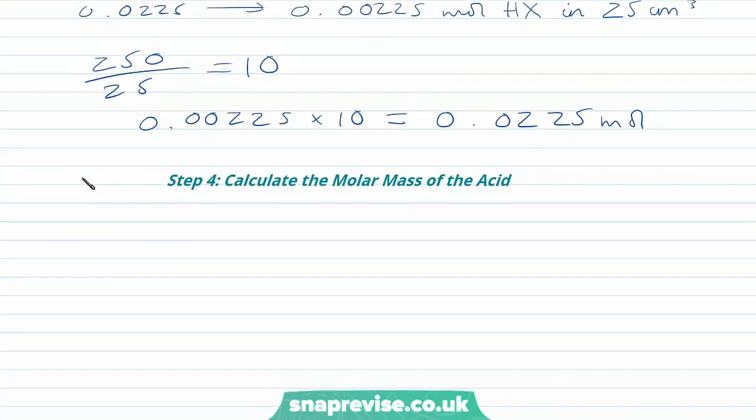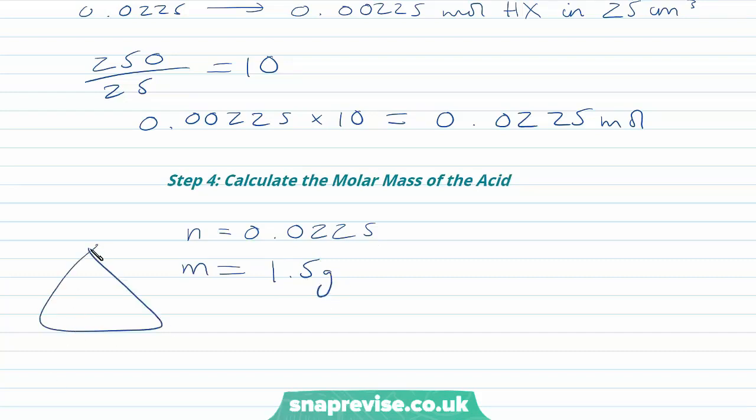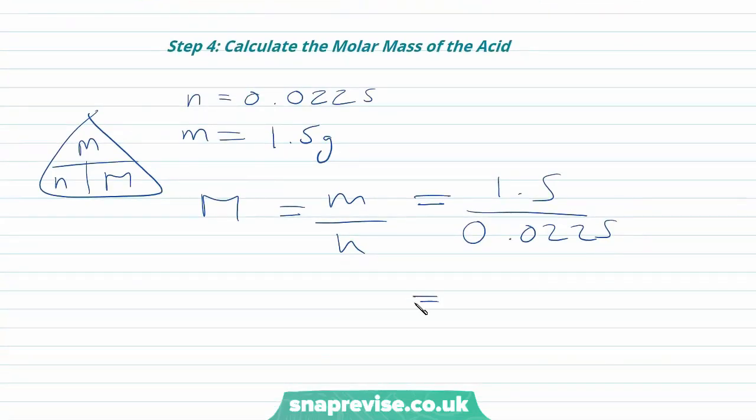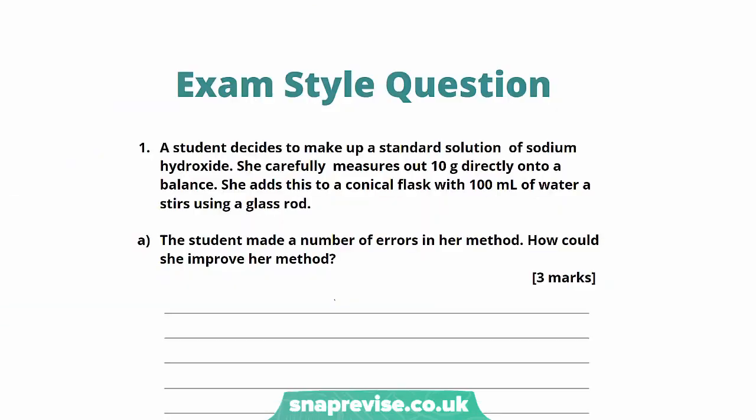Now the final step, to calculate the molar mass of the acid that we used. Well, we know the number of moles is 0.0225, we've just calculated that, and we know the mass of our acid was 1.5 grams, we were given that in the question. So using our reaction pyramid, that the number of moles is equal to the mass over the molar mass, we can work out that the molar mass will be the mass divided by the number of moles, that's 1.5 divided by 0.0225, to give us a molar mass of 66.667 grams per mole.